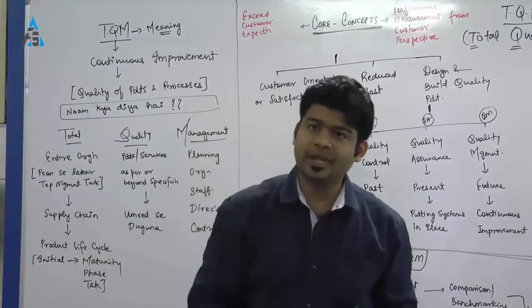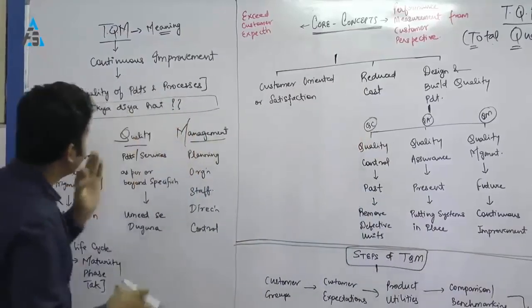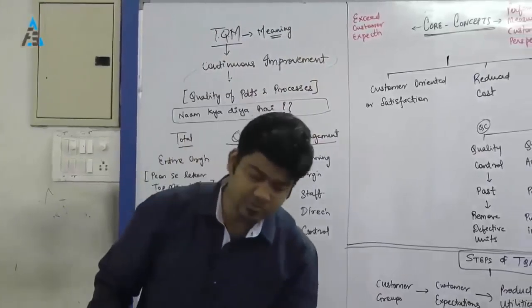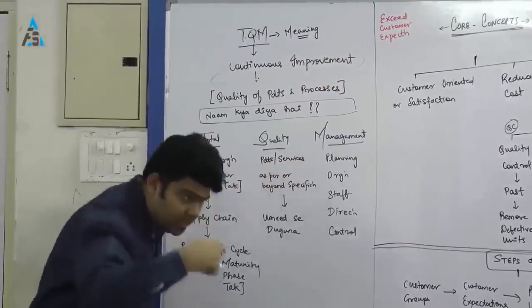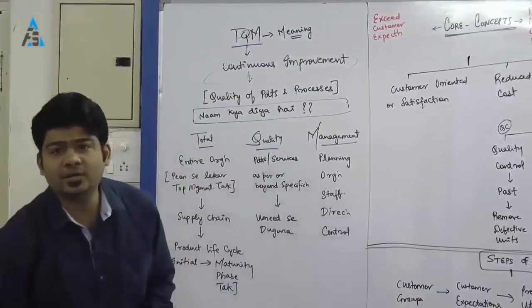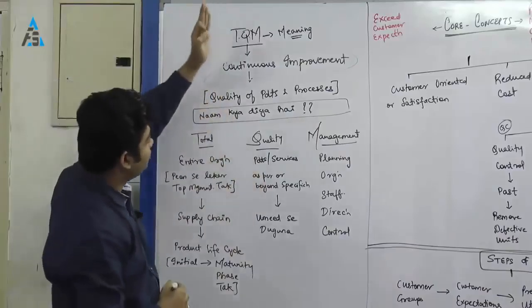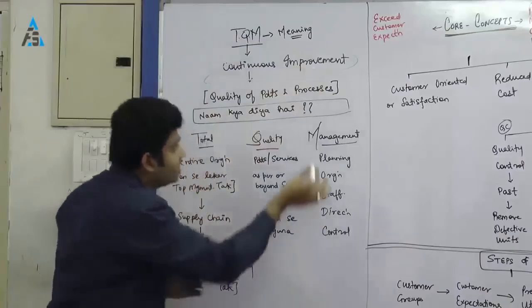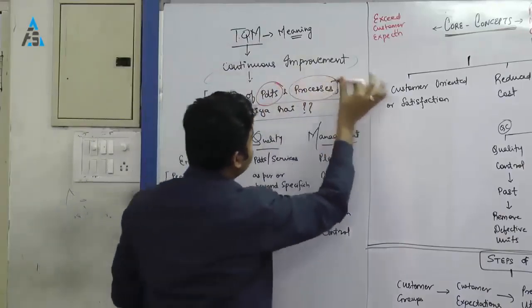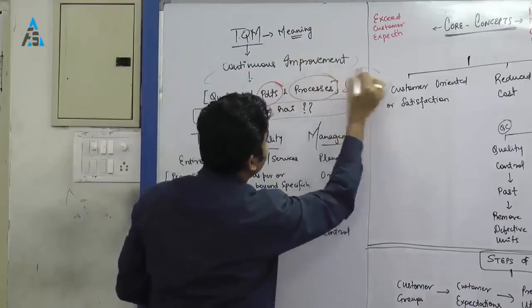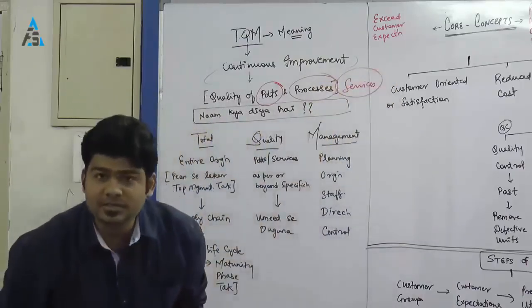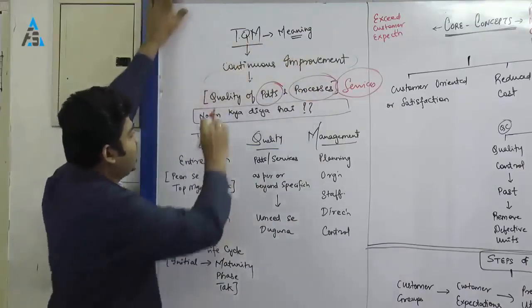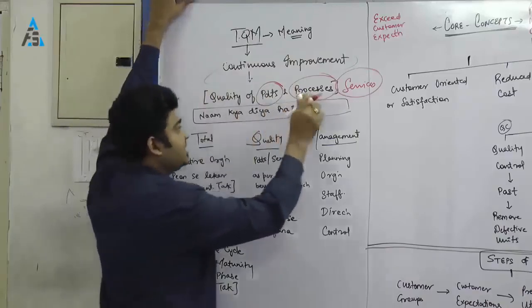So Total Quality Management is a process of continuous improvement. The key word here is continuous improvement. Ensure that there is a continuous improvement in the process, in the product, in the services that you are going to give to your customers. So Total Quality Management stands for continuous improvement. Where are you going to continuously improve? In the products and the processes and the services that you are going to give to your customers. So improvement continuously, on what? On the quality of products, processes, services.